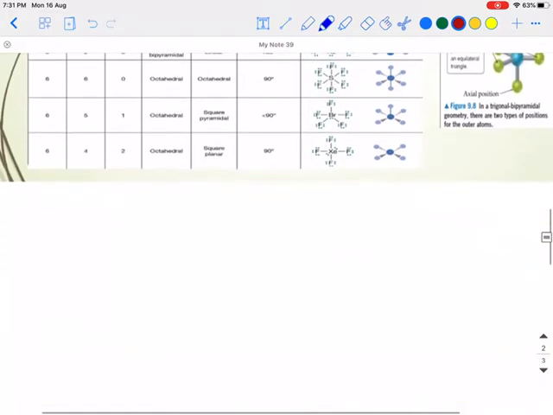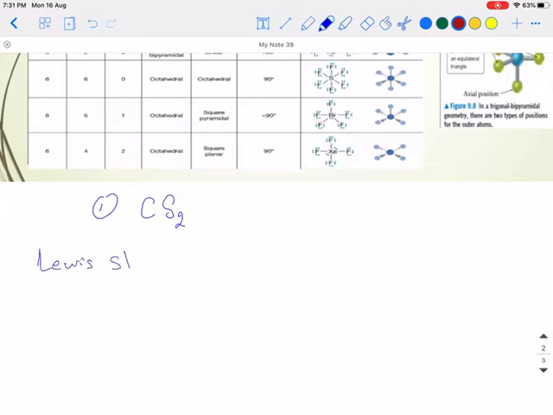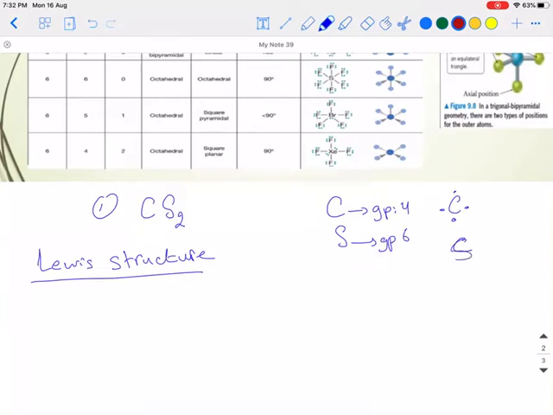We will start with the first row by taking the example CS2. So I have this molecule, carbon disulphide. First of all, I have to draw it according to Lewis, the Lewis structure, before knowing its geometrical and molecular shape. According to Lewis, carbon belongs to group 4, so it has 4 electrons in the valency. And sulfur belongs to group 6, which means it has 6 electrons in the valency.